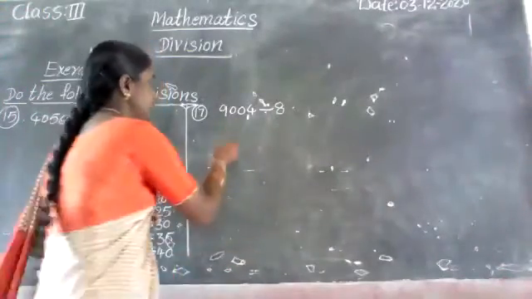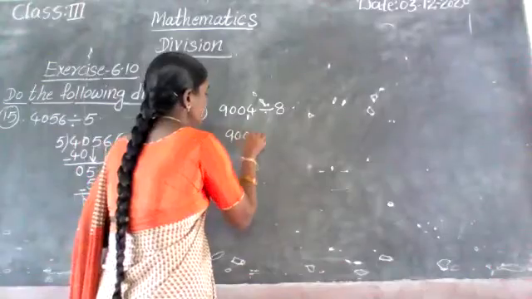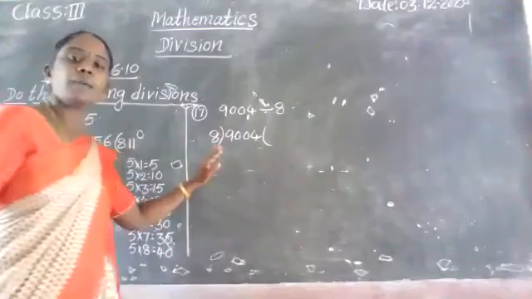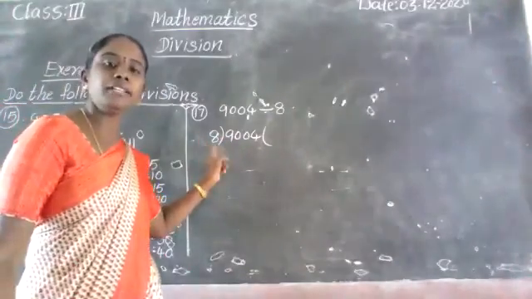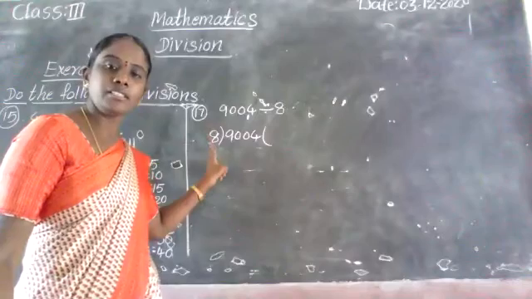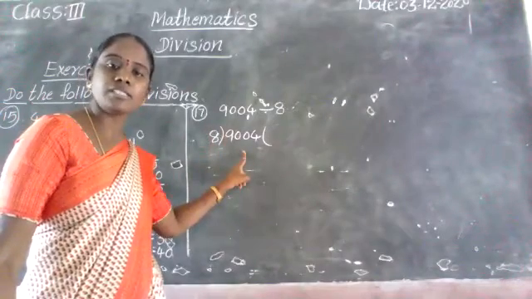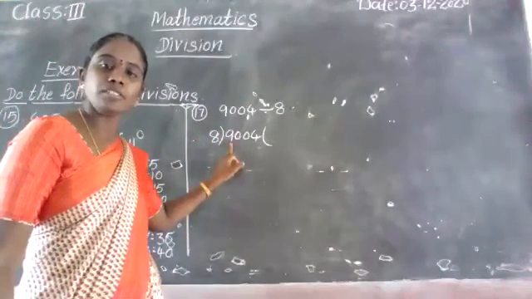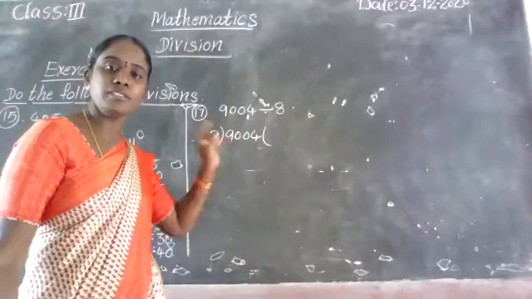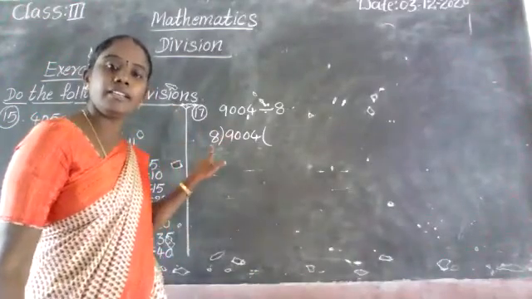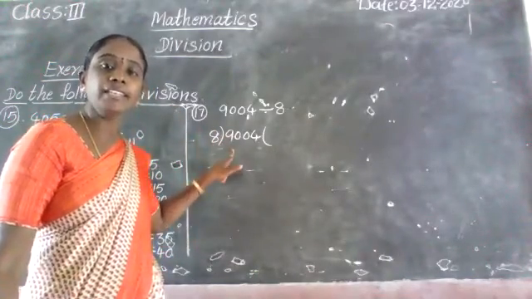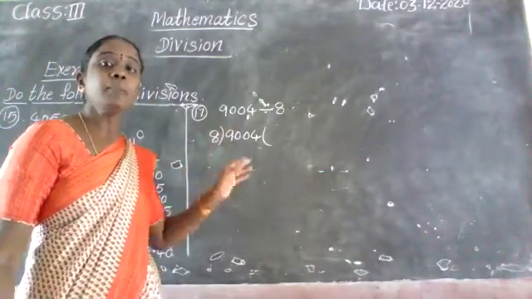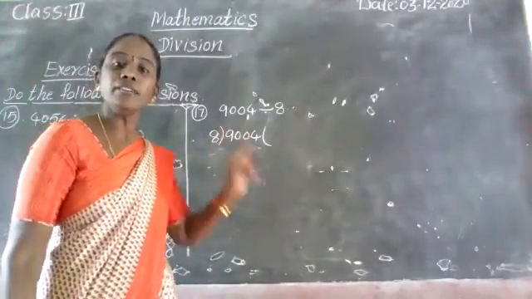First, we have to write 9004 divided by 8. First, identify the dividend and the divisor. This is the dividend, this is the divisor. 9004 is the dividend, 8 is the divisor. Okay. Here, in 9004, the first digit is 9. Here 8 is the divisor. Now 9 is greater than 8, children. Here the dividend's first number is bigger than the divisor.